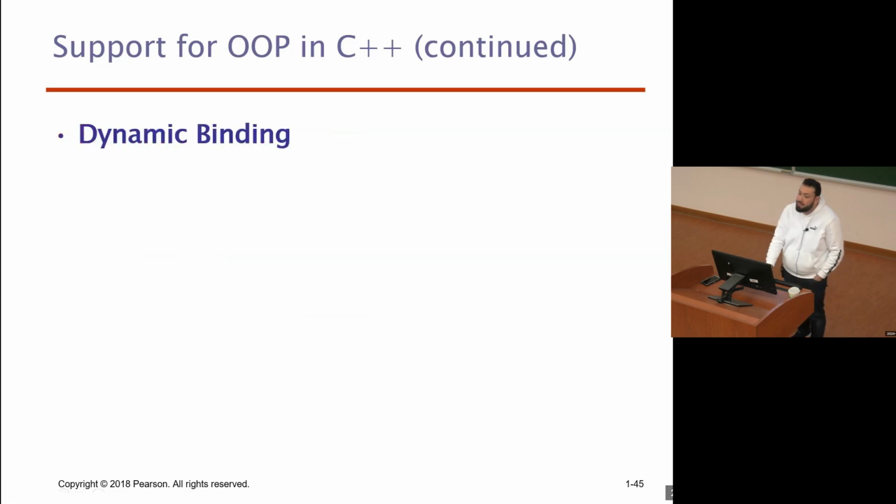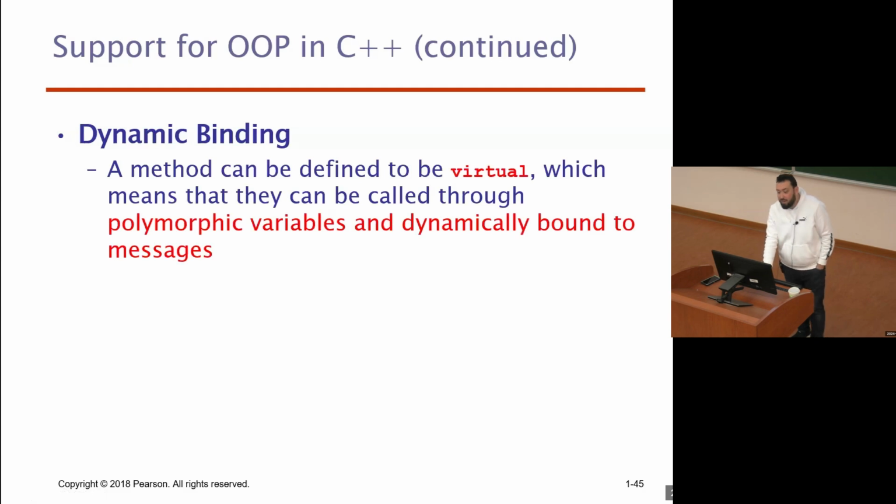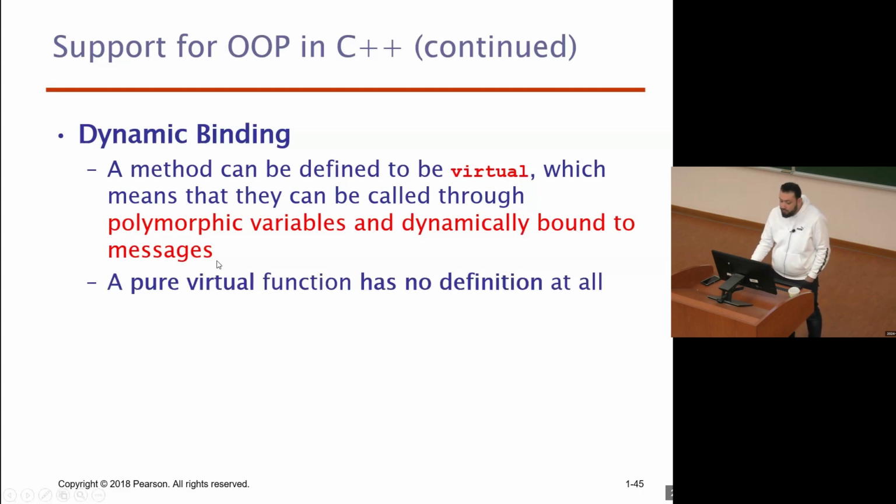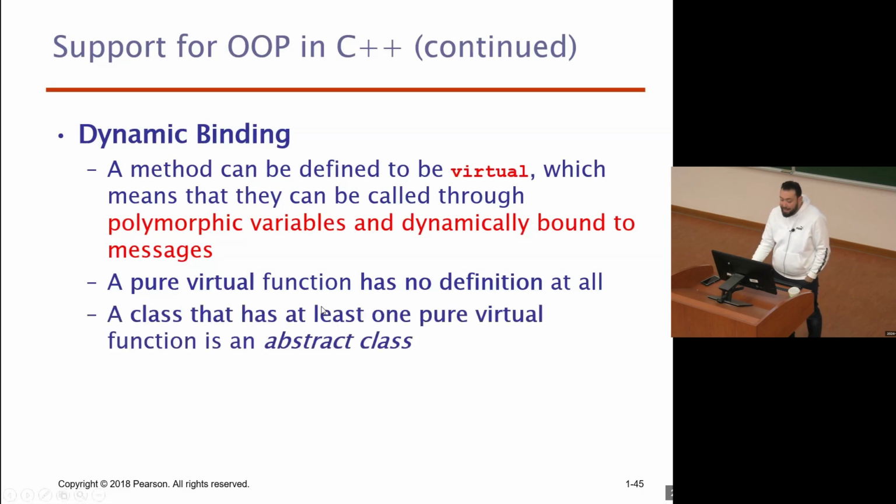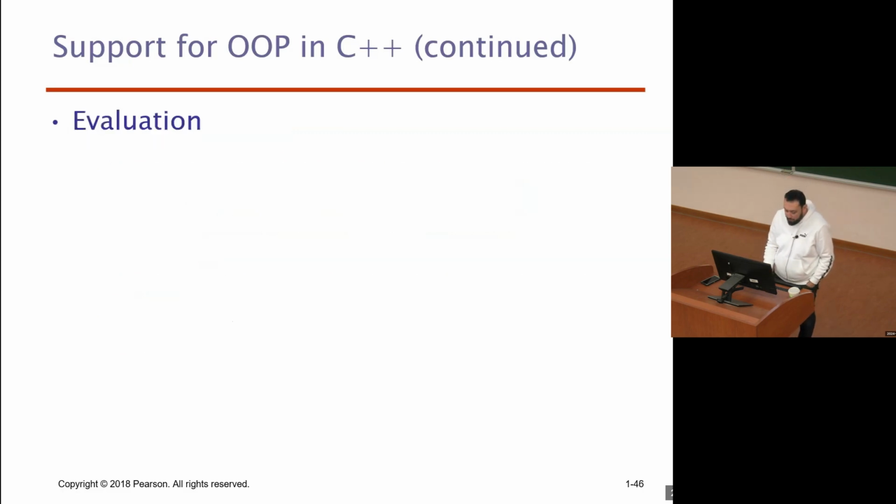Now, what about dynamic binding? A method can be defined to be virtual, which means that it can be called through polymorphic variables and dynamically bound to messages. A pure virtual function has no definition at all, as we mentioned. And then a class that has at least one pure virtual function is called what? An abstract class. That's why when we ask the question, what is an abstract class? You can say, okay, a class with a method without definition.